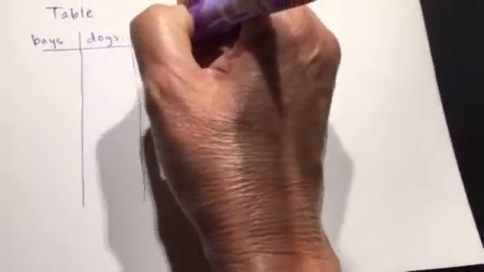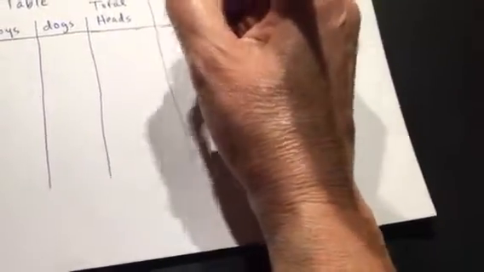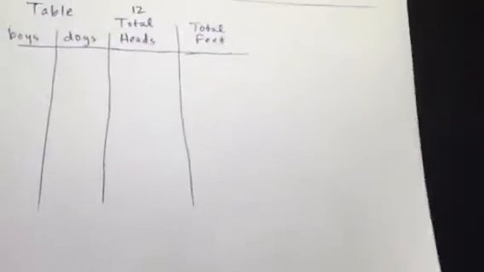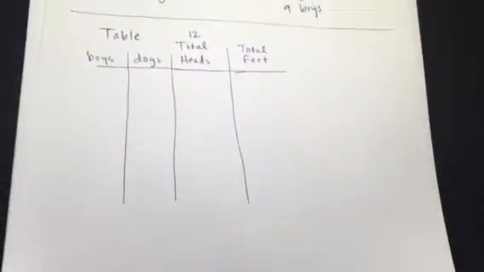So this column will be for the total number of heads, and then this one would be for the total number of feet. Now I know from the problem what I need to do is I need to end up with 12 heads and 30 feet. One of them I'm going to pick to be exactly right, like the number of heads. I'll say there are 12 heads. So, this could happen. Suppose there were 12 boys. Guess and check.